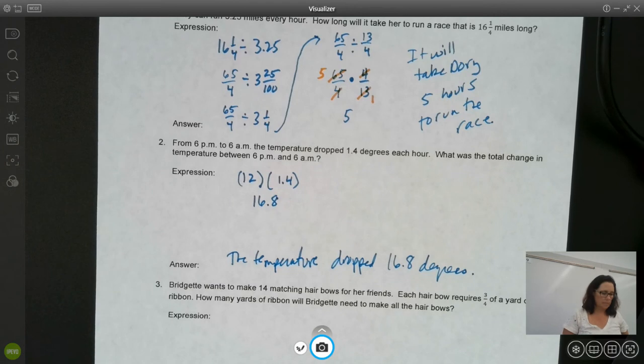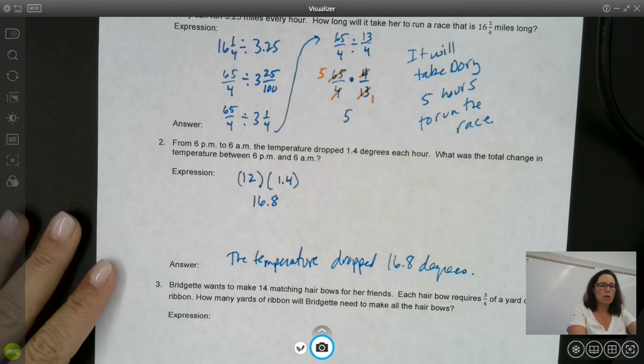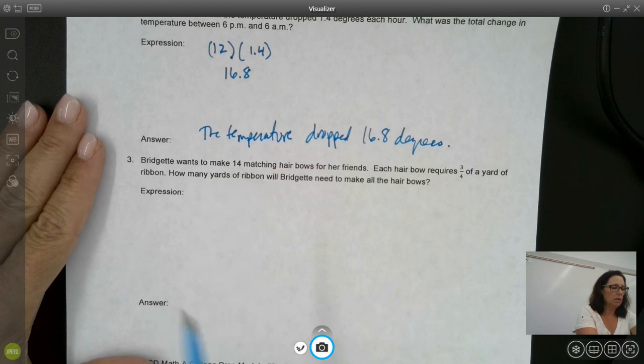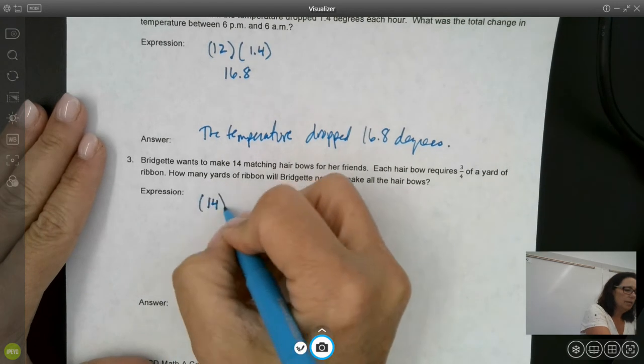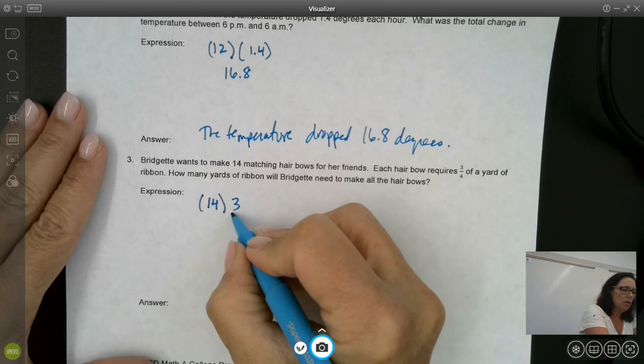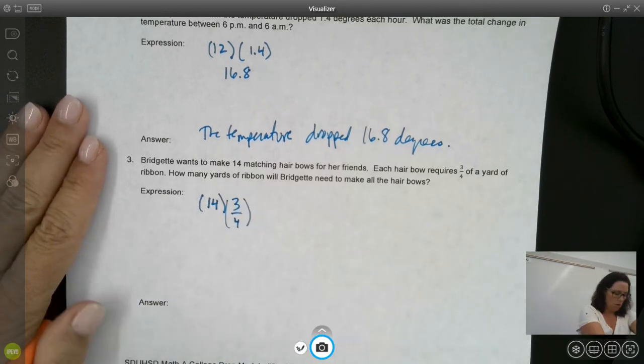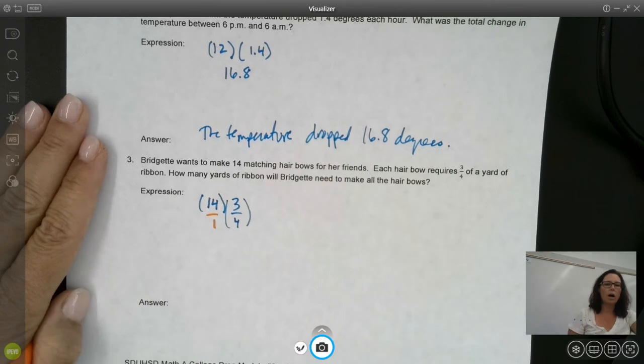degrees. Number 3. Bridget wants to make 14 matching hair bows for her friends. Each hair bow requires 3/4 of a yard of ribbon. How many yards of ribbon will Bridget need to make all the hair bows? So 3/4 yards is 1 ribbon, and we want 14. Hope it makes sense that we're going to be multiplying 14 by 3/4, and think of that 14 as 14 over 1.